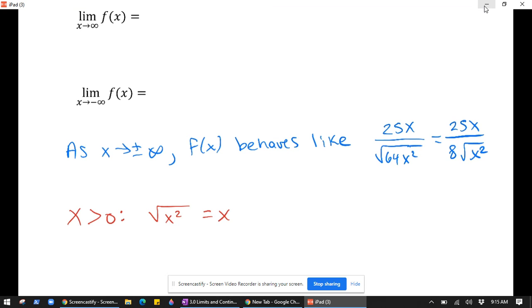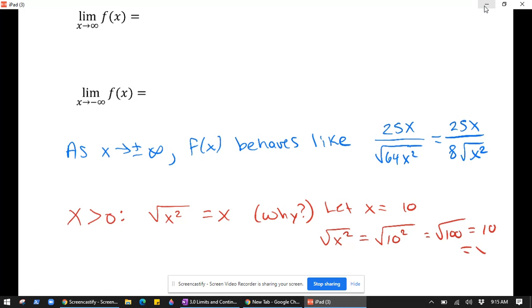Okay, and let's just take a look at why that is with a numerical example. So let's just say we wanted x to be, I wanted x to be positive 10. I was getting ahead of myself. Then that's just going to be the square root of 10 squared, which is the square root of 100, which is 10, which is clearly x, right? Okay, so the square root of x squared is equal to x. That's probably what you would think of anyway in doing a problem like this.